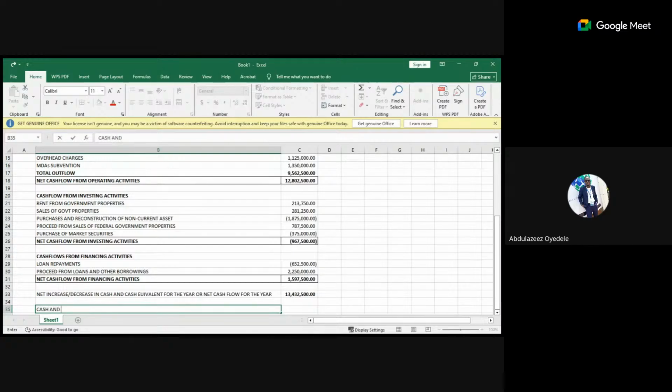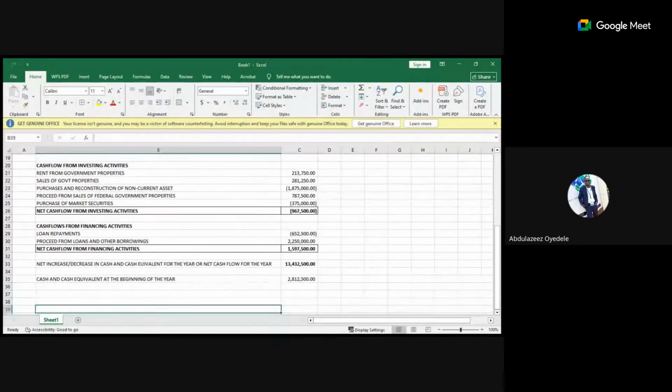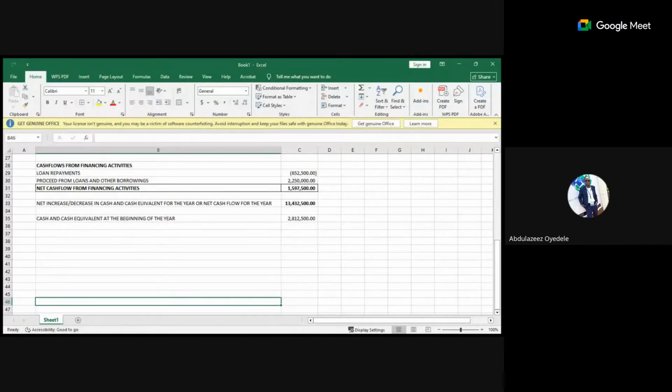That's 2,812,500. Two million 812,500. Okay, good. So you add that together, and you should have cash and cash equivalents at the end of the year.